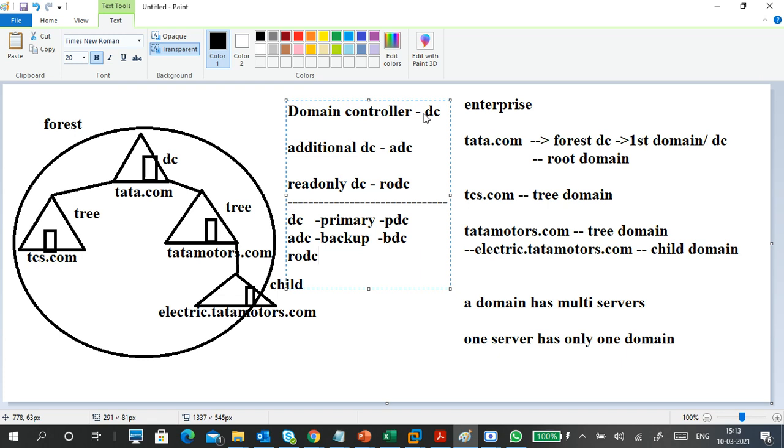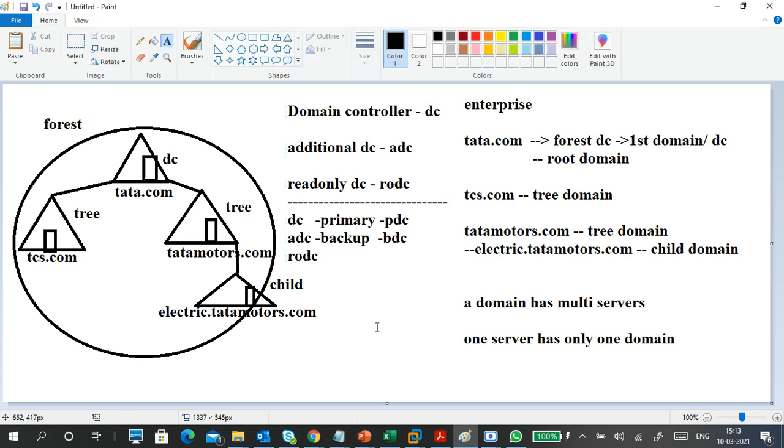So here, totally how many are there? Root domain controller, which means forest-level domain controller, tree domain controller, and child domain controller. Remember those three things: forest or root, tree, child. Next, DC, ADC, RODC. Remember these things.